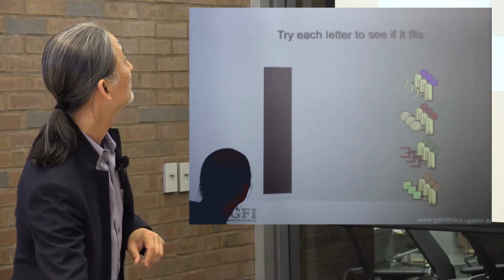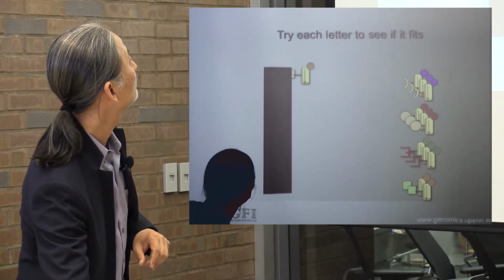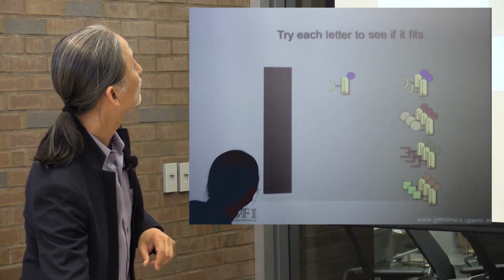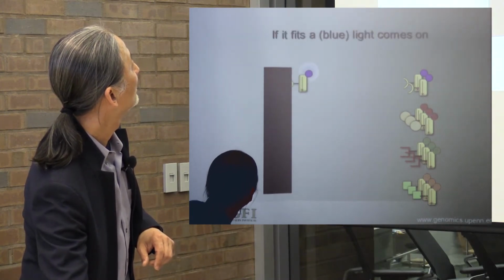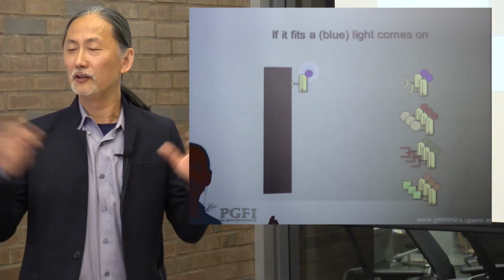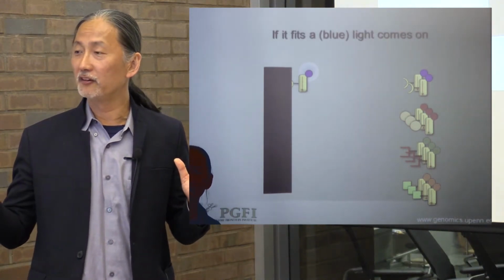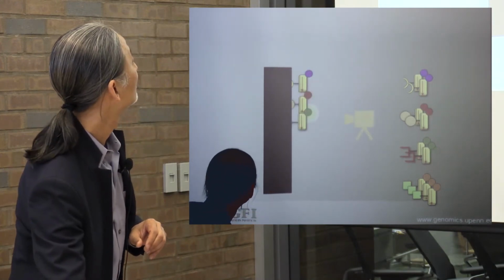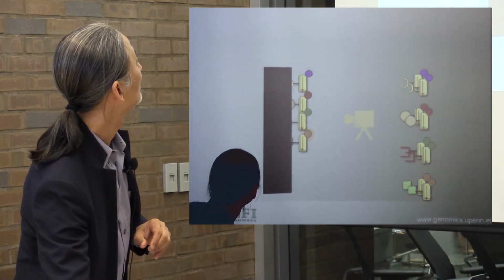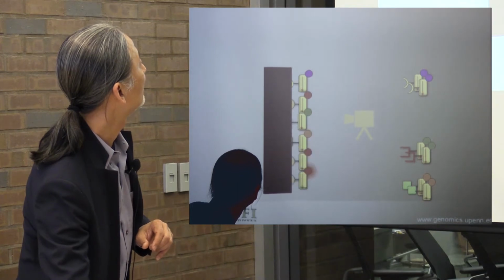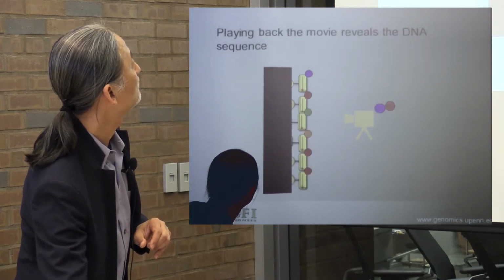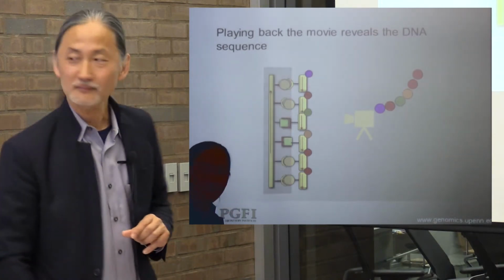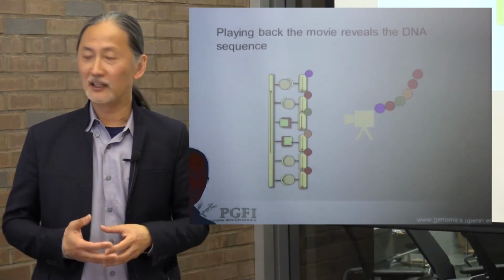And what you do is you try each letter to see if it fits. You try each of the 4 letters, and if it fits, then it lights up, so you get this fluorescent light. You keep doing this, and then you take a movie of this sequence of lights coming on and off, and then you just play it back, and then you know what the sequence is. And so that's how these sequencing reactions work.